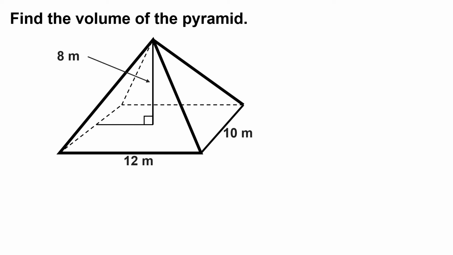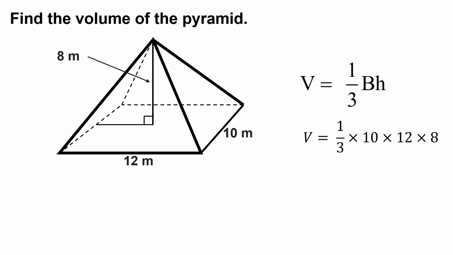All right, let's see if you were correct. So we do know that to find the volume of a pyramid, we use 1/3 multiplied by the area of our base multiplied by the perpendicular height, which when we substitute our values, we have 1/3 multiplied by 10 multiplied by 12 multiplied by 8. When we simplify this, we have the volume of this pyramid is 320 cubic meters.